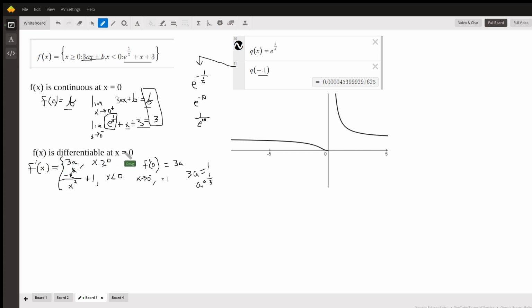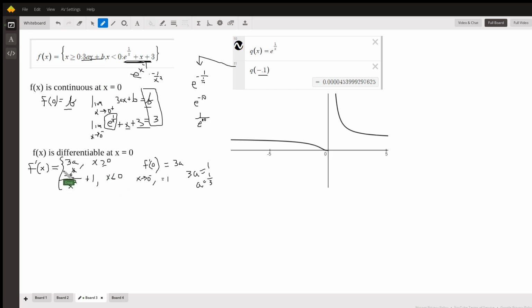In order for f of x to be differentiable at x equals 0, we need the derivative from the left to equal the derivative from the right. So the derivative on the right of 0 is 3a. And if we get the derivative of this, we have to write this as e to the x to the minus 1. And so the derivative of that is e to the x to the minus 1 times the chain rule, which will be negative 1 x to the minus 2, or negative 1 over x squared. And that's where this comes from. And then the derivative of the x is 1.